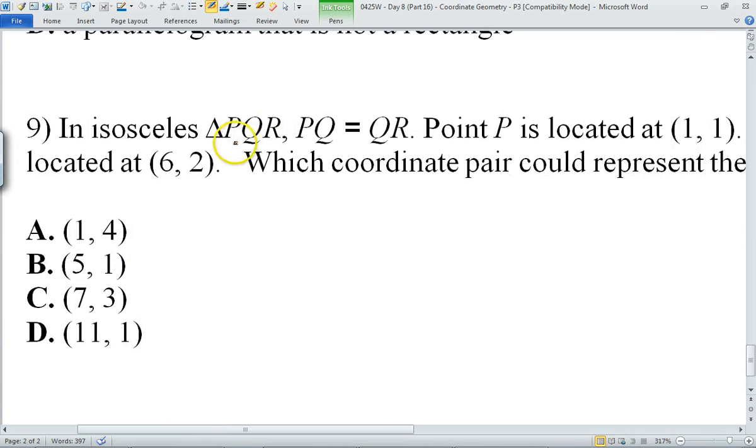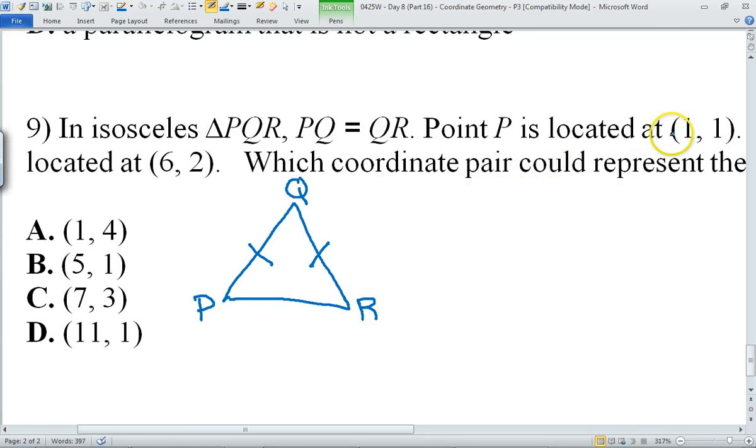All right, again with the isosceles, okay? It says we have an isosceles triangle. And it says PQ is equal to QR. So I have 2 sides equal. So, for example, I could call this Q. That would make this PQ, and this could be RQ, because those are supposed to be equal. So that's just a diagram of what we're dealing with.